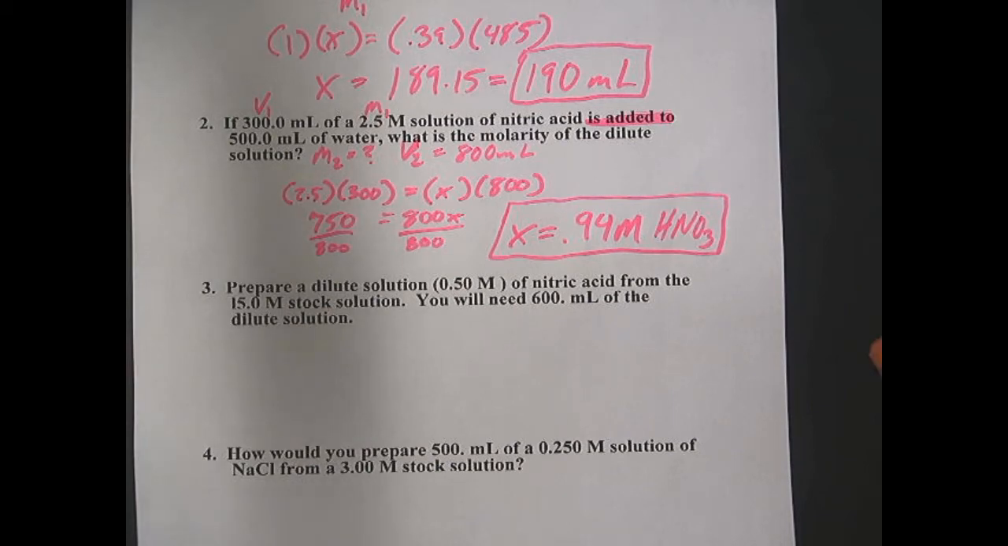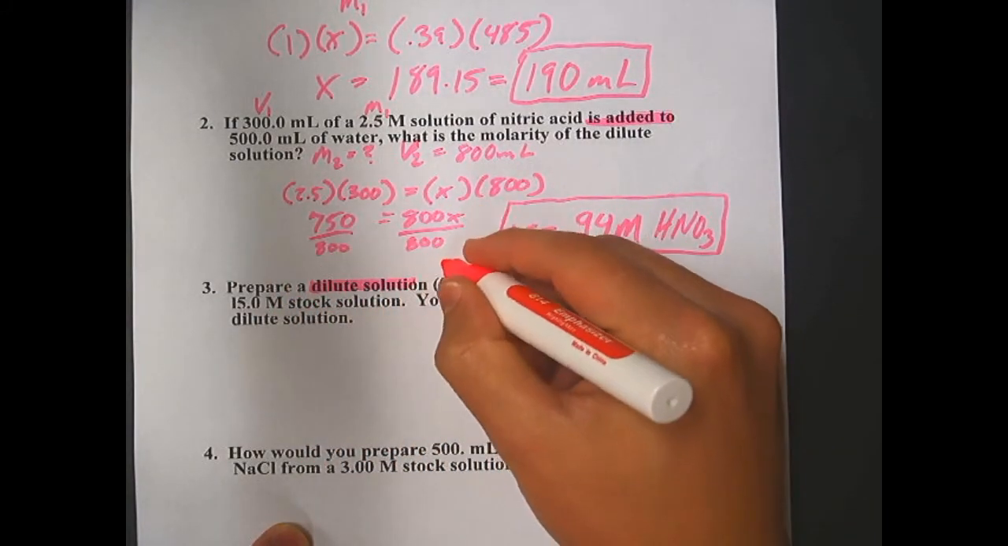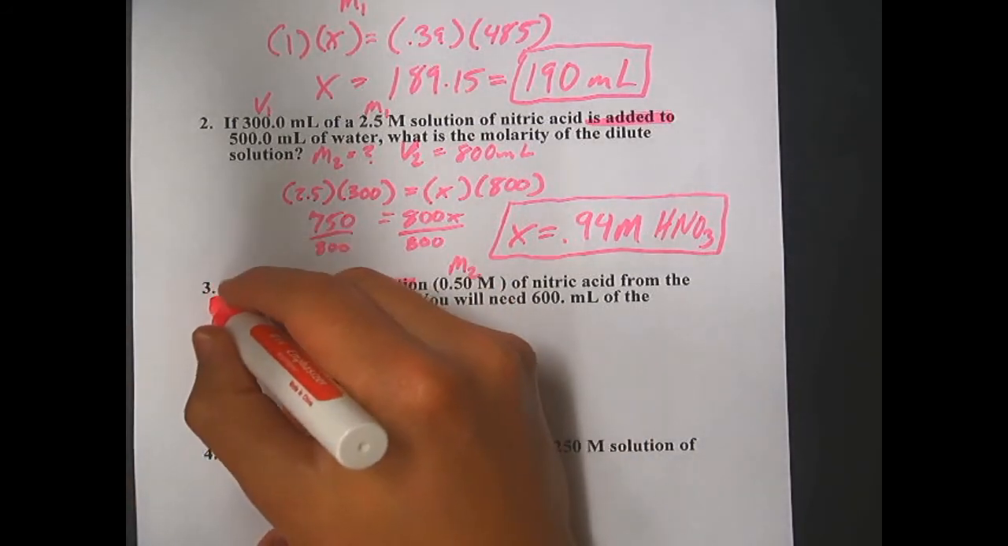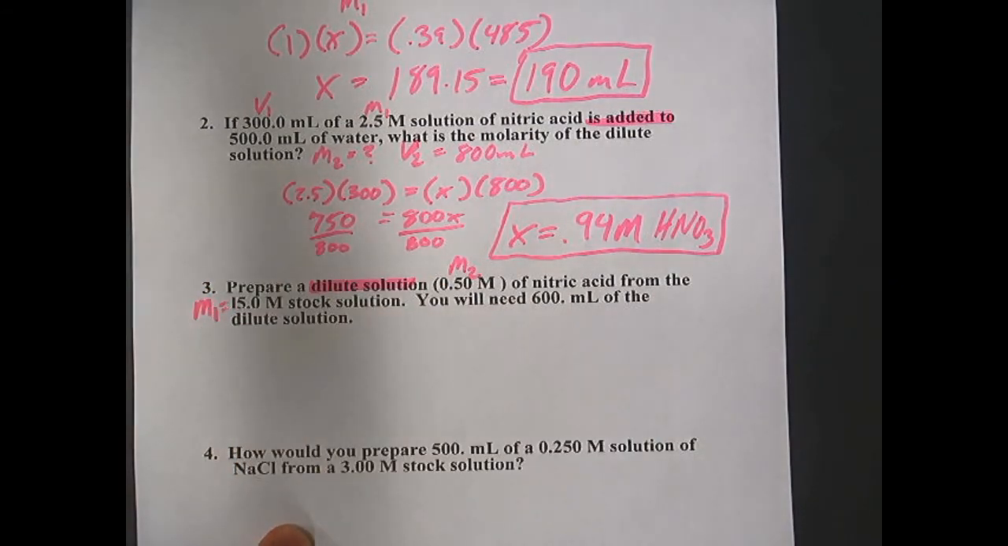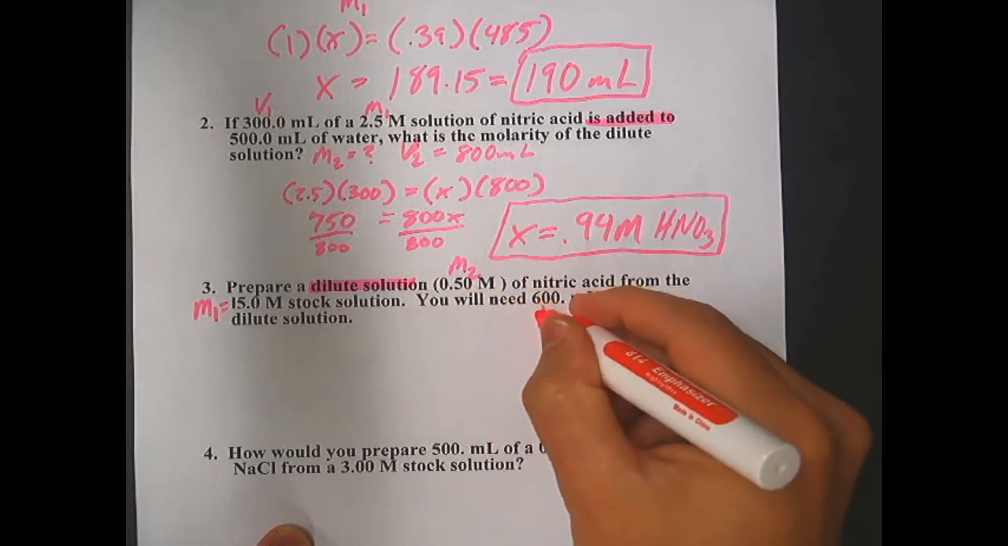All right, let's see what we got. It says prepare a dilute solution. So 0.5 molar, that's my dilute solution, so this means that's M2. Nitric acid from 15 molar stock solution. Oh, that's really concentrated. That's our M1. That would make me nervous handling that. You'll need 600 milliliters of the dilute solution. So we need 600 milliliters of this, so this must be V2.